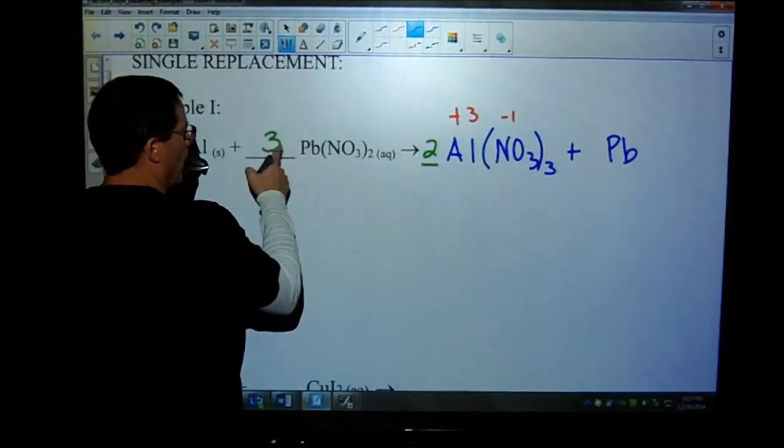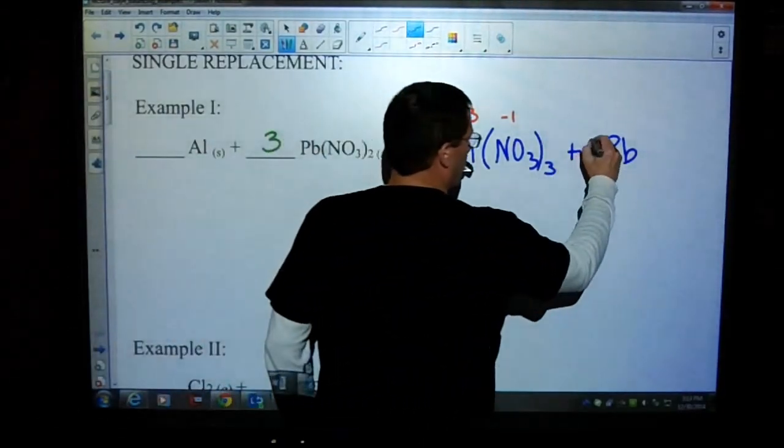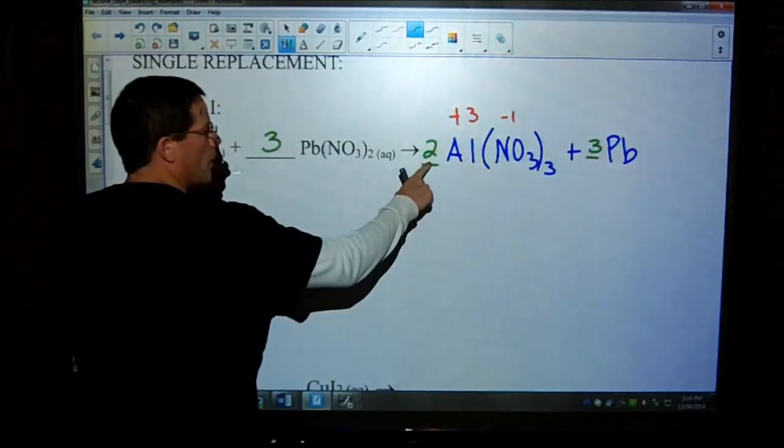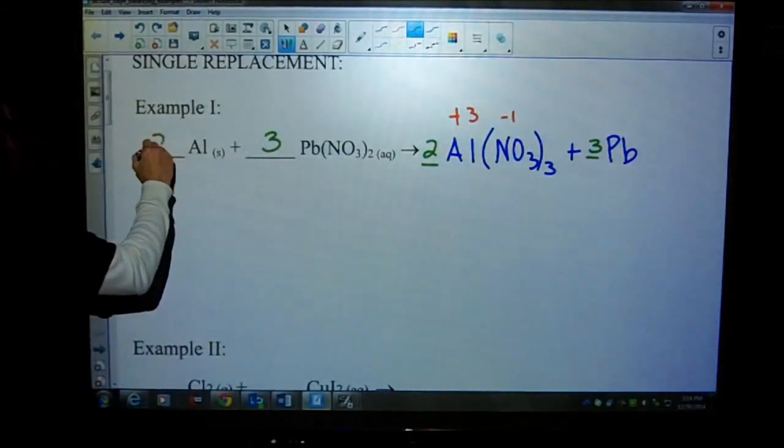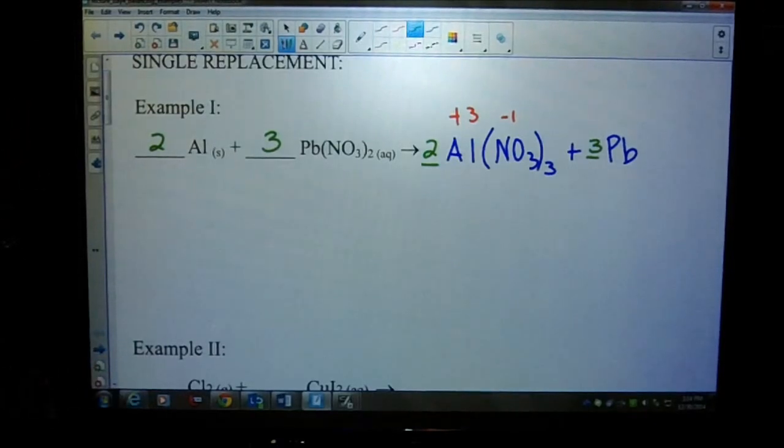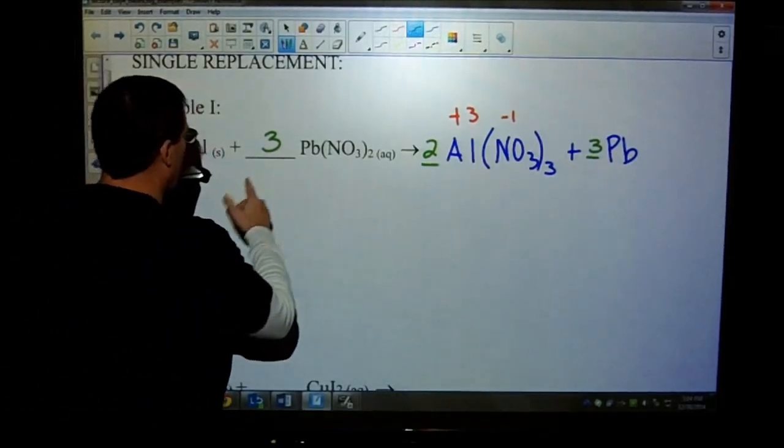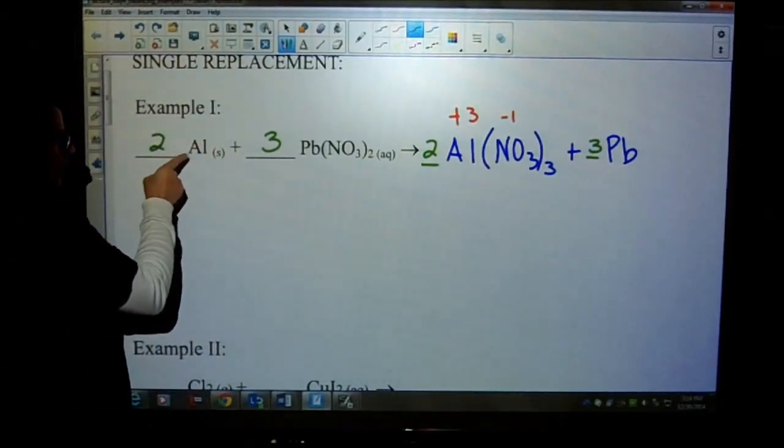Now I want to balance out my leads, so I have 3 leads over here. That means I need a 3 there. Here I have 2 aluminum, which means I need a 2 there. And so there's your balanced equation for your single replacement reaction. But again, remember, when you're working these out, identify what that is by itself.